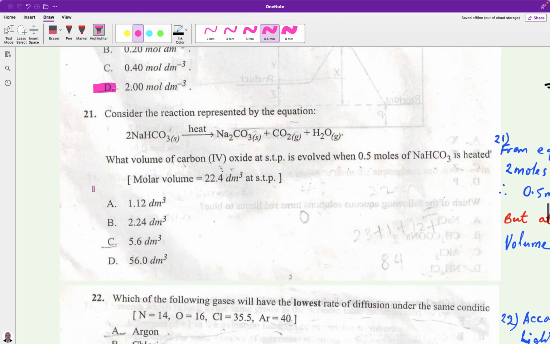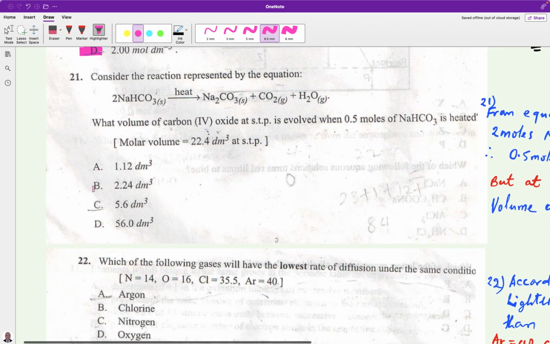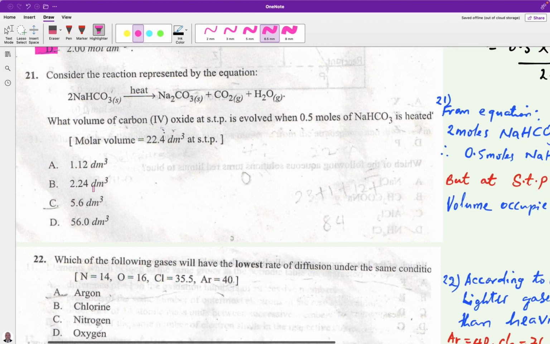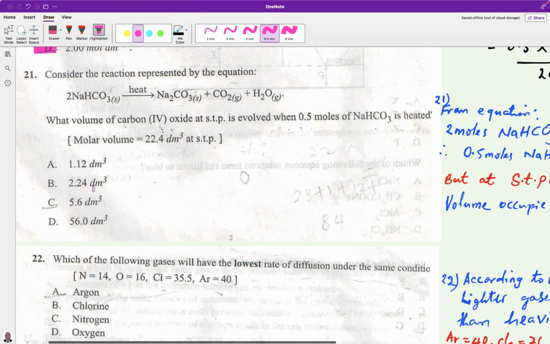And 21, consider the reaction represented by this equation: 2NaHCO3, heat, gives Na2CO3 plus this plus that. What volume of carbon dioxide, or carbon IV oxide, at standard temperature and pressure is evolved when 0.5 moles of sodium hydrogen carbonate is heated?